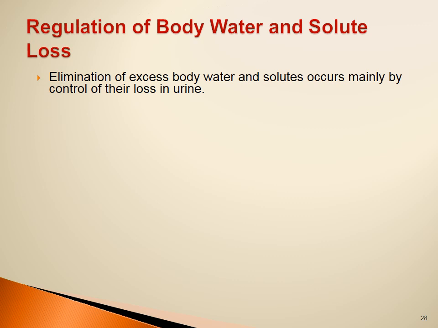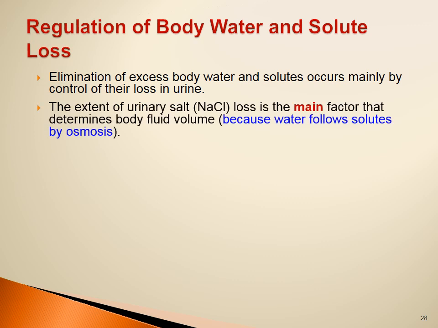The regulation of body water and solute loss happens through elimination of the excess water and solutes by the control of their loss in urine. The extent of urinary salt, and we mean sodium chloride loss, is the main factor that determines body fluid volume, because water follows these two solutes. So whenever the kidney removes these two solutes from the body into urine, water will follow by osmosis.